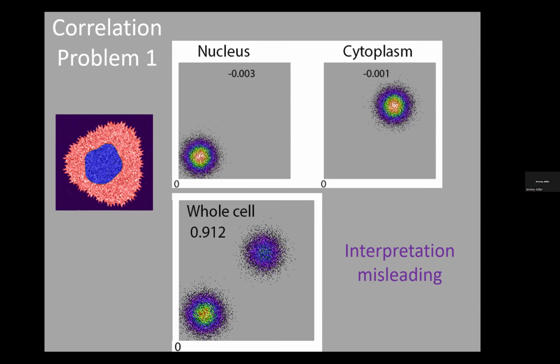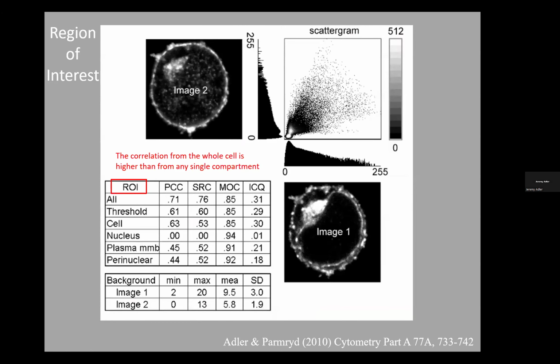Mathematically, this is completely correct, but our interpretation of this would be completely misleading. It's artifactual because we have 2 quite different regions of interest, with each having a random distribution, but when combined, we have a non-random measurement. It's important to choose your regions of interest. We can see this with a real cell, where if we look at the region of interest here, the one where we measure the whole cell, the Pearson is higher than for any other compartment.